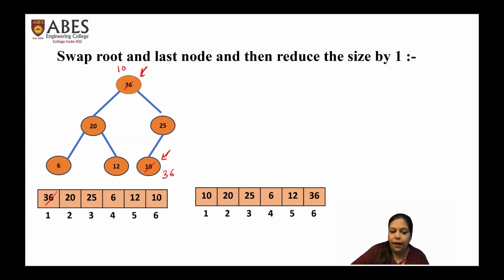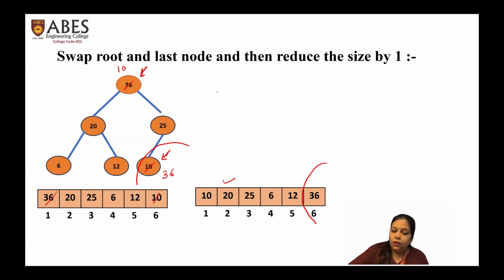So the array will look like this. 36 will be swapped by 10 and the state of the array will be like this: 10, 20, 25, 6, 12 and 36. Now at this point of time, we have to reduce the size of the array by 1. As you can see that 36 has reached its right position. So the node 36 will be considered as already sorted and the size of the heap will be reduced by 1.